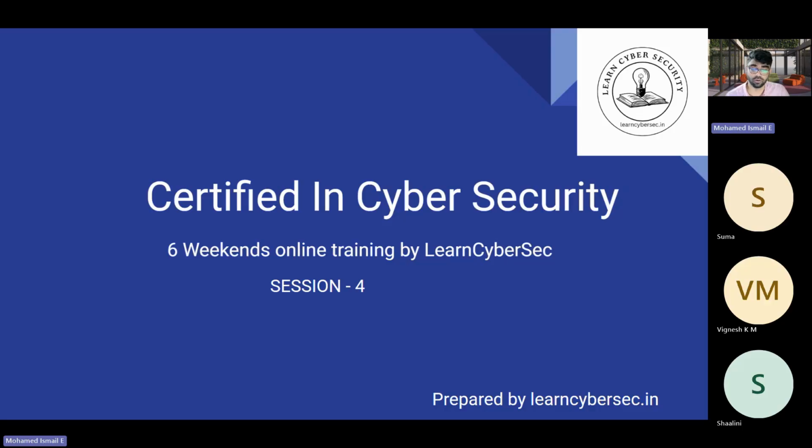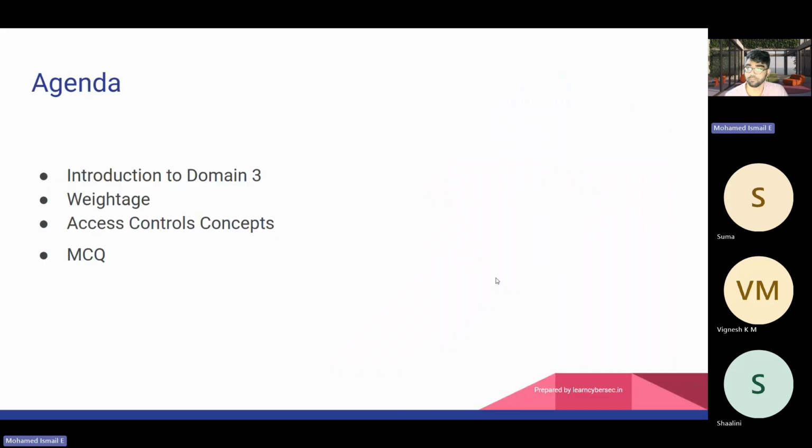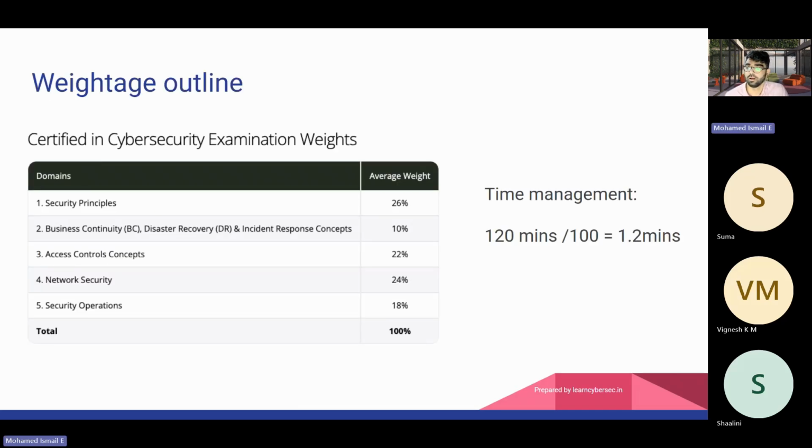Welcome to session 4. Today's session will cover the third domain. We'll cover domain weightage and access control concepts. Primarily, this domain talks about access control. The access control concepts domain holds 22% of the weightage in the exam, so you may expect 22 questions on this topic.